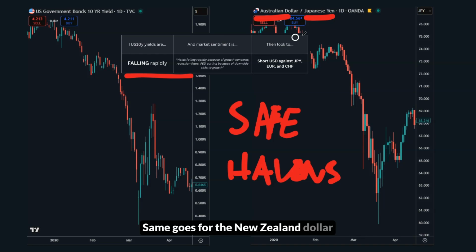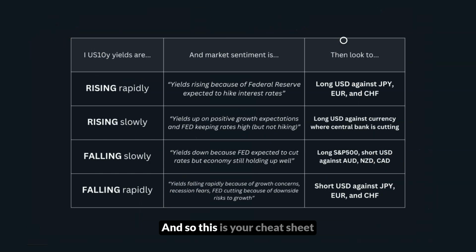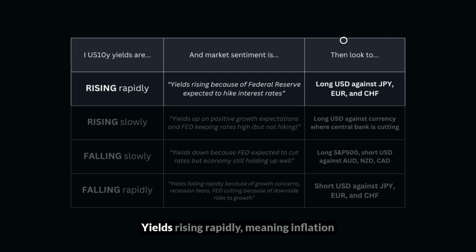Same goes for the New Zealand dollar against the Japanese yen, the Canadian dollar against the Japanese yen, or the Swiss franc as well, works too. And so this is your cheat sheet to understand what type of risk sentiment we're in. Yields rising rapidly, meaning inflation risks, aggressive central banks looking to hike rates aggressively. Well, that's when the dollar against the low yielders such as the yen, the Swiss franc, the euro does well. Equities in this case are actually under pressure, gold is under pressure.